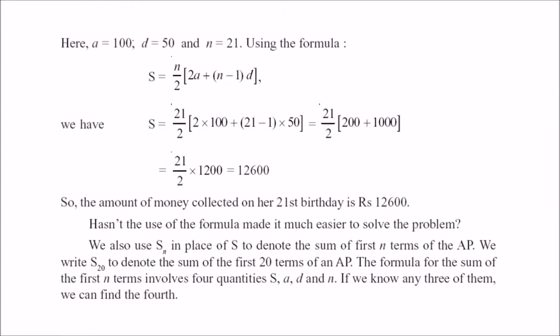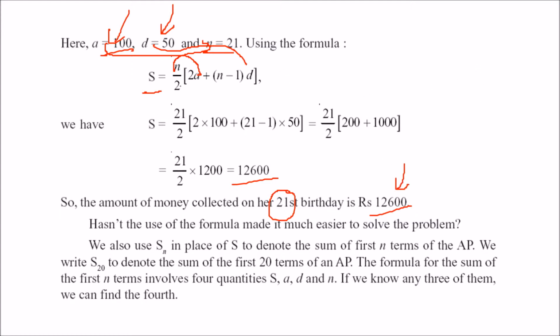So let us solve her problem. She started with a equal to 100 rupees. She added 50 rupees every time, and at the end of 21 years, S will be n by 2 into (2a plus (n minus 1) into d), and that comes up to 12,600. So on her 21st birthday, Shakila's daughter will have 12,600.